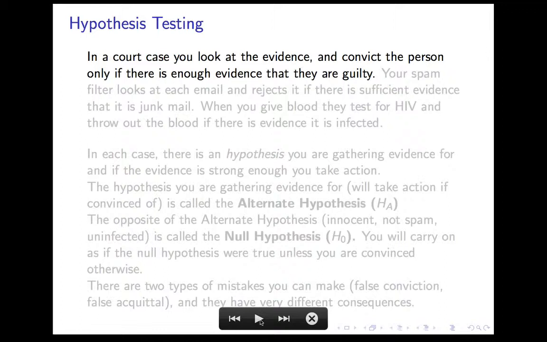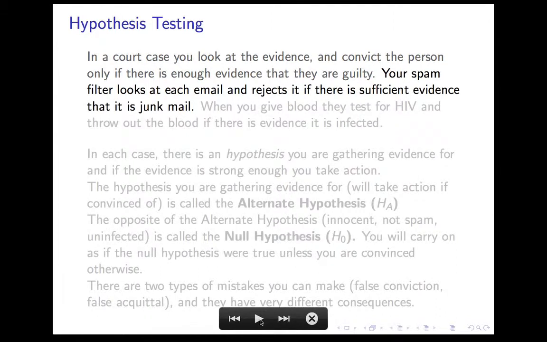I first want to introduce the idea. This is the deepest situation where you're thinking about evidence and what level of evidence should convince you. Saying it that way suggests the first of three analogies I'd like you to keep in mind, which is a court case. Of course, in a court case, you look at the evidence and you convict the person only if there's enough evidence that they're guilty. If there's insufficient evidence either way, or if there's sufficient evidence to convince you that they're innocent, then you do not convict.